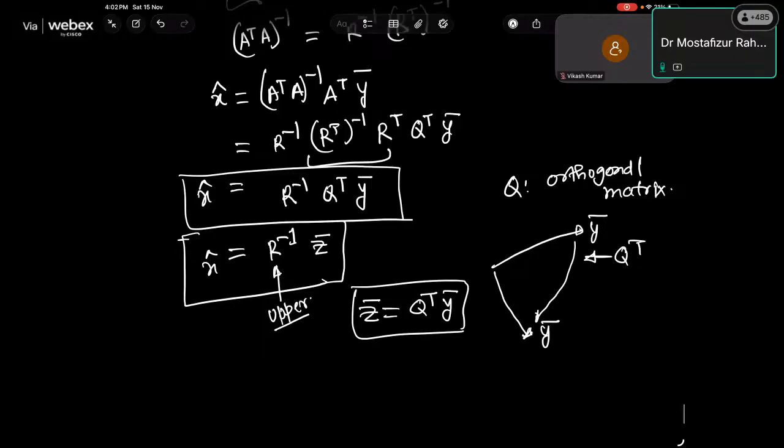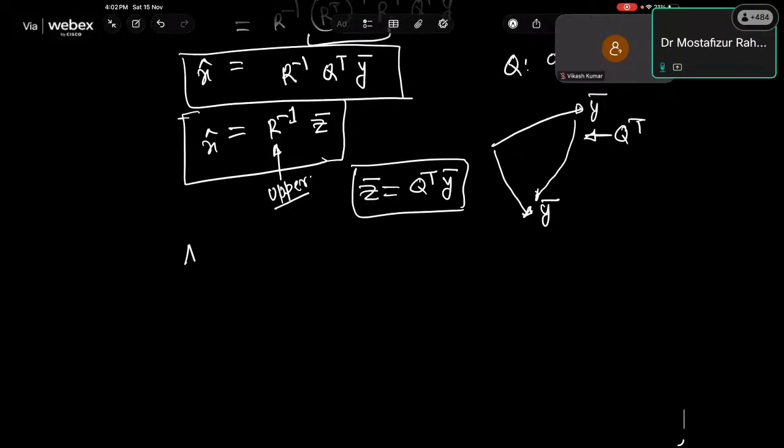So the homework is here. Suppose A equals [1, 2, 4; 0, 0, 5; 1, 3, 6]. Calculate the Q and R by hand.